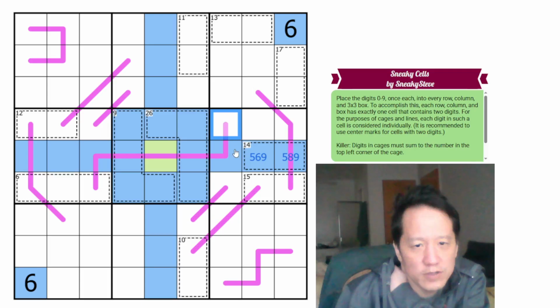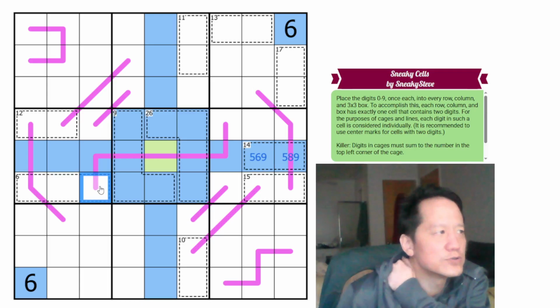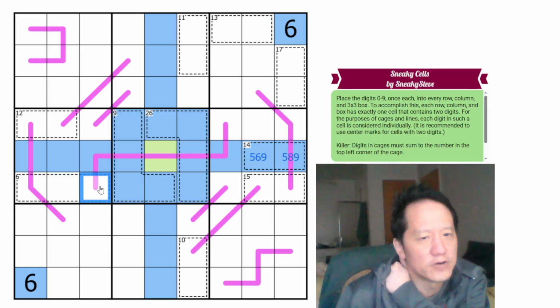This could be 1, 2, 3, 4, 5. So this is at least 1, 2, 3, 4, 5, 6, 7, 8 in size. So it could be 0 through 7, 1 through 8, 2 through 9.